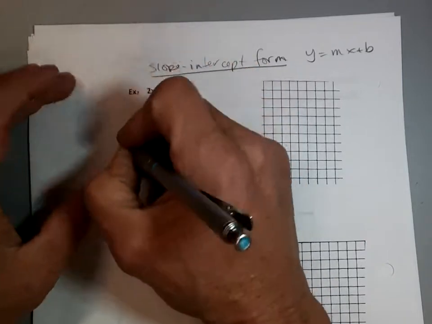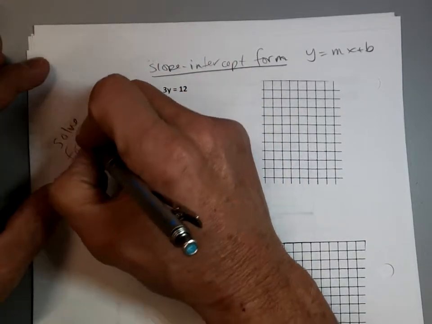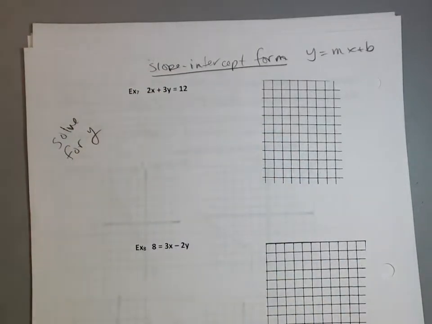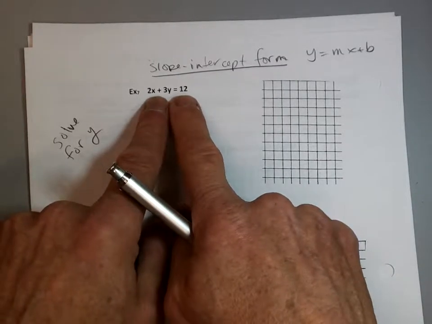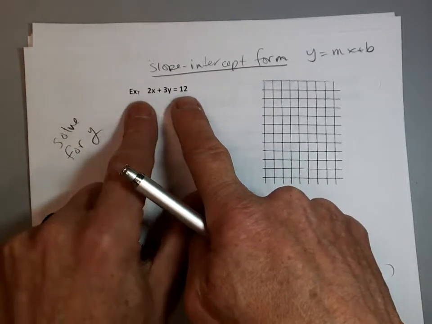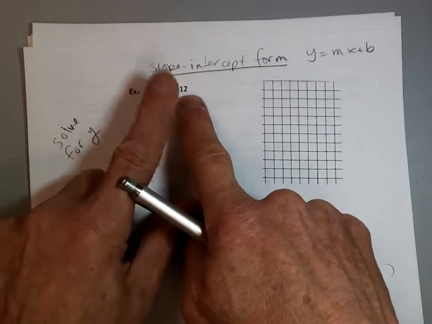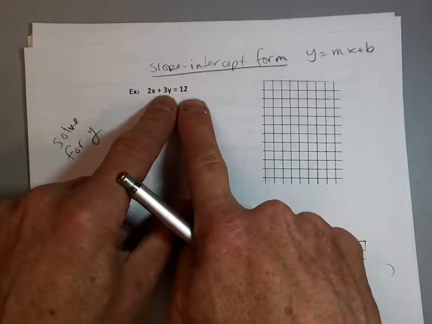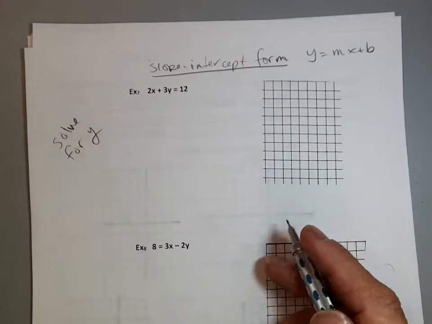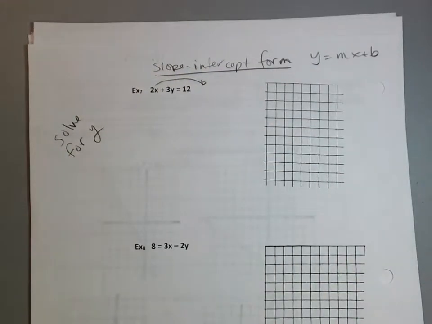So we need to get y by itself. So it says y equals blah blah blah. Okay, got it? So to do that, if I look at my equation, here's my y. If I can get rid of the 2x, and if I can get rid of the 12, then all that's left is the y, right? So the way I'm going to do it is I'm going to bring the 2x over to the other side. How do I do that? Subtract it, right?